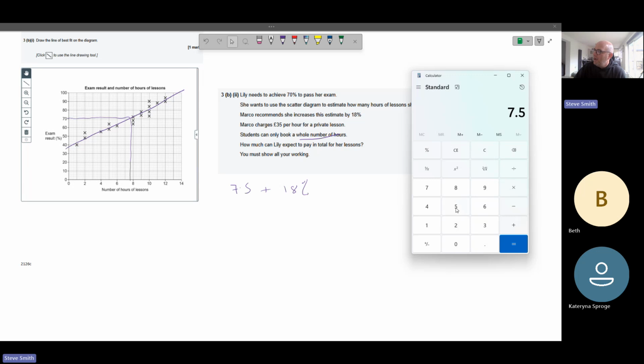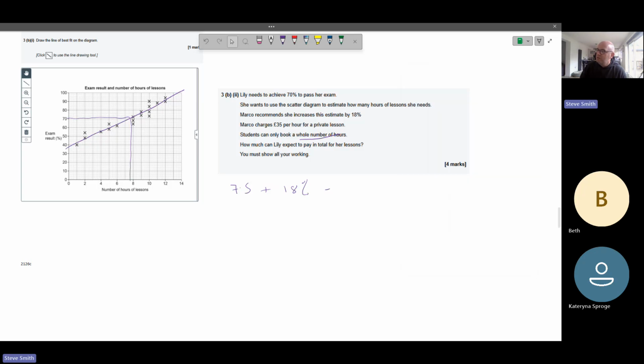7.5, and I can add 18%, and it gives me the answer: 8.85. If you're unsure about it on a calculator again, we can go 7.5 times by 1 because we want the whole number still, 0.18. If you want to know what 18% was, then you times it by 0.18 and then you add it onto your 7.5. We'd still get 8.85. Now we know that 8.85 rounded to the nearest whole number becomes 9 hours. Okay, she can't do 8 hours because she needs more than that, so it has to be 9 hours.